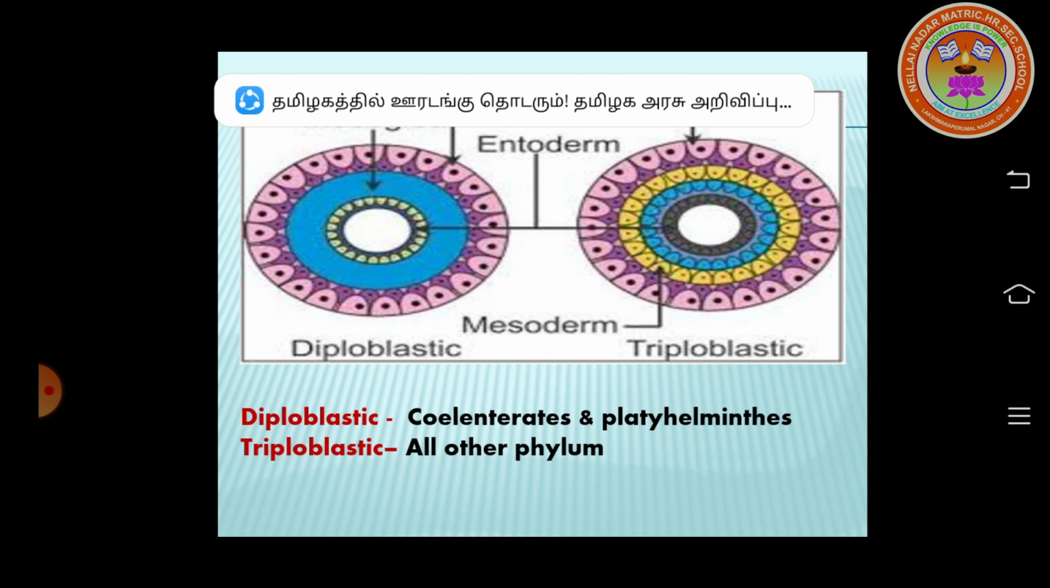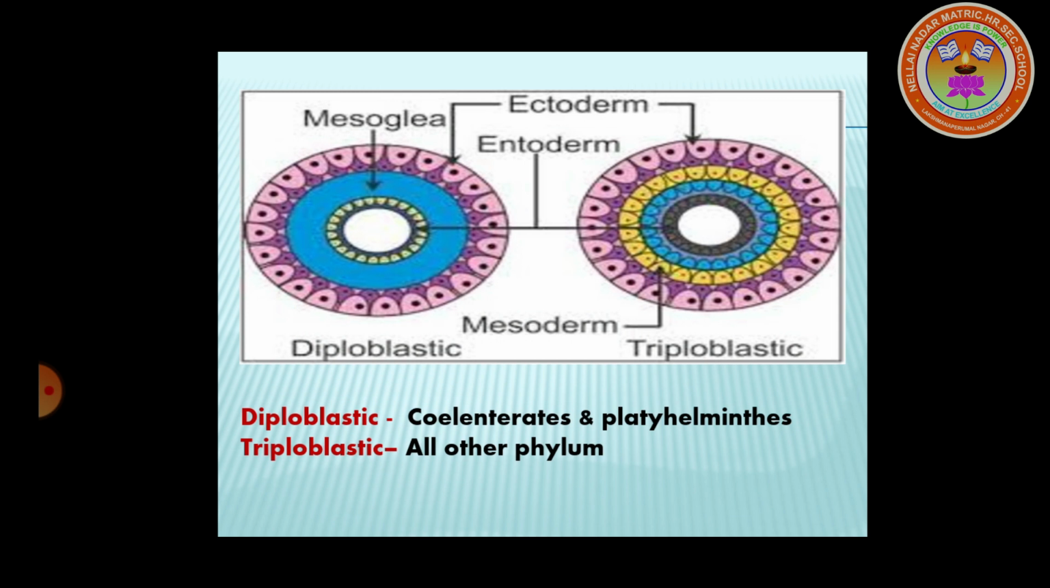Let us now learn one by one in detail. Before going into the lesson, we should know some basic terms. They are diploblastic and triploblastic. If the animal has two germ layers, namely ectoderm and endoderm, then they are called diploblastic animals. If the animal has three germ layers, such as ectoderm, endoderm, and mesoderm, then those animals are called triploblastic animals.